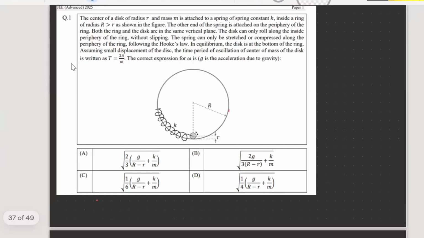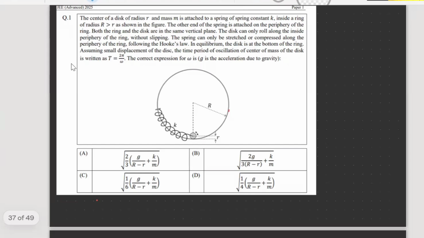Hello everyone. As you know, yesterday JEE Advanced 2025 was conducted. So from today, I am starting to record the solutions one by one. Each problem, I'll discuss the solution step by step. So let's start with question number one.